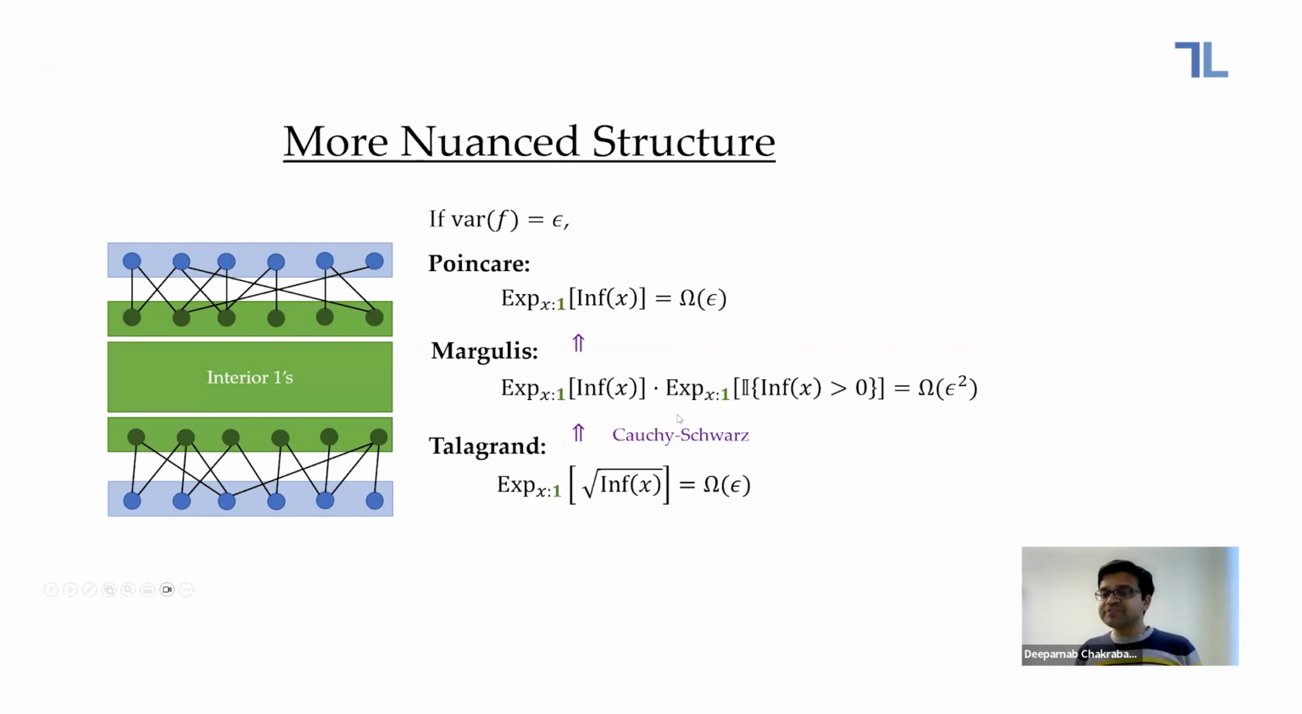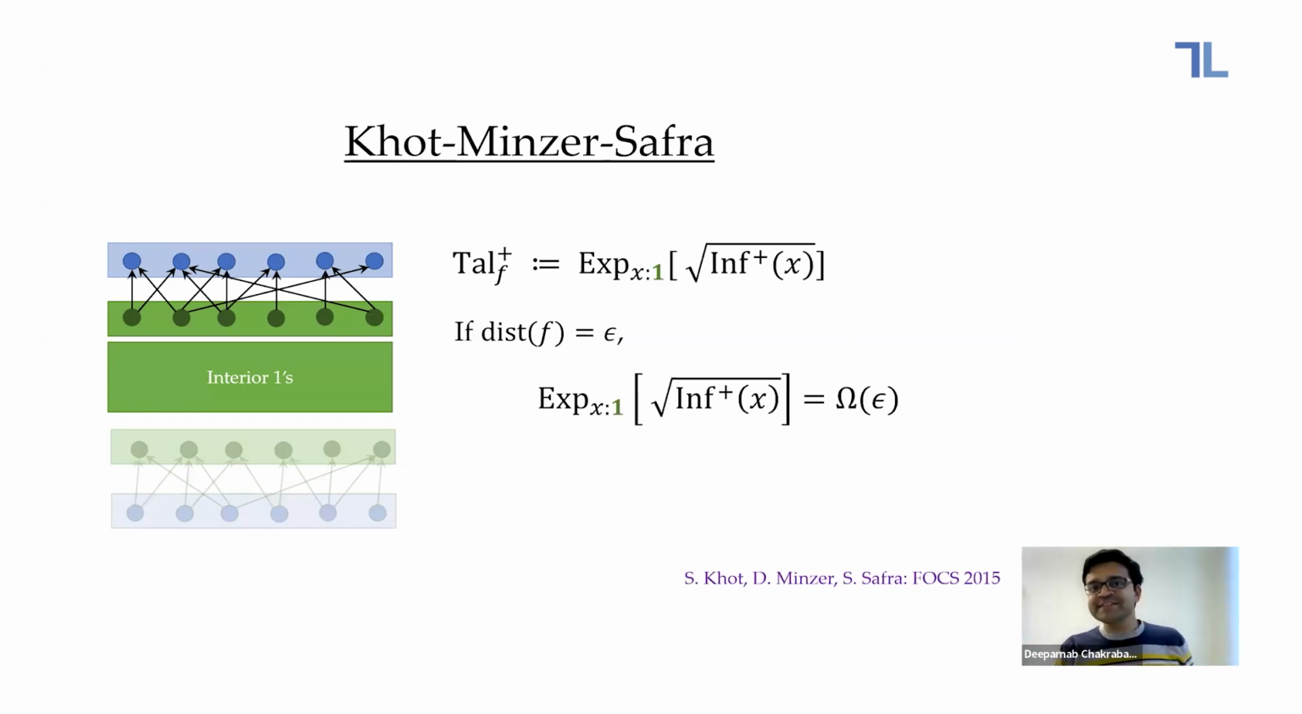It actually implies Margulis. Now, this is maybe a nice exercise to understand. This implies that by just doing Cauchy-Schwarz. So this is a much more refined and stronger statement than Margulis that Talagrand proves in his 1993 paper. And now you can almost guess what is the next thing. Minzer and Safra proved the directed version of it.